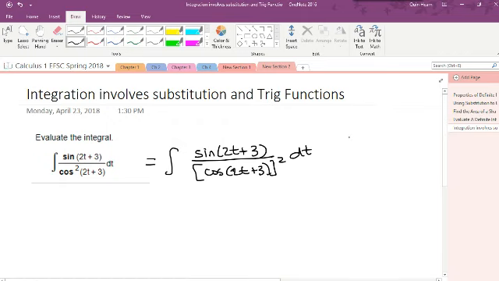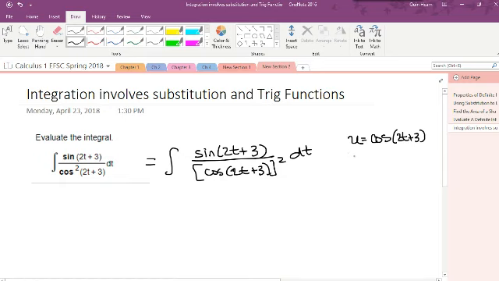So I am going to try, and don't be afraid to try different substitutions. So maybe you try something, it doesn't really work, and you try something else. But I'm going to try the cosine of 2t plus 3 to be my u. And then I'm going to make a substitution, and I'm going to hope I get an integral that I can work with, that we have a formula for.